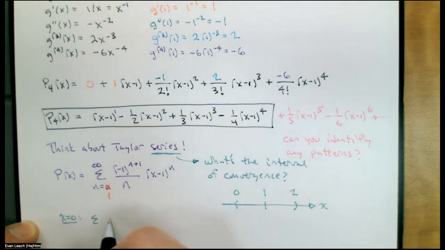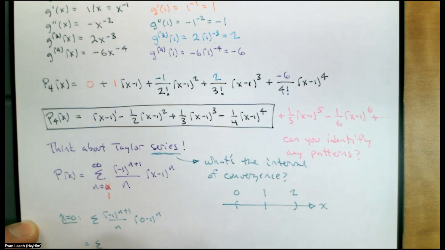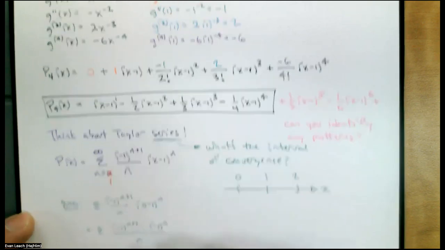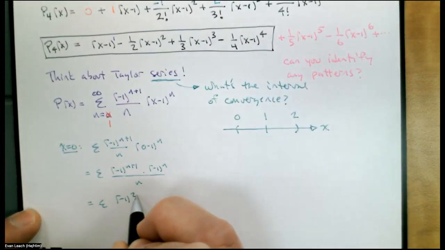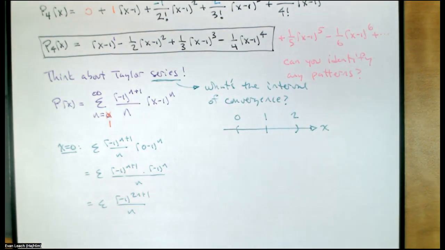At x equals 0, our series looks like (negative 1) to the n plus 1 over n times (0 minus 1) to the n. So our series is (negative 1) to the n plus 1 times (negative 1) to the n, so our series is (negative 1) to the 2n plus 1 over n. Negative 1 to the 2n plus 1 is negative 1 being raised to an odd number. The important thing that happened here is that we had a negative 1 to the n and another negative 1 to the n, so I had a negative 1 to the 2n.